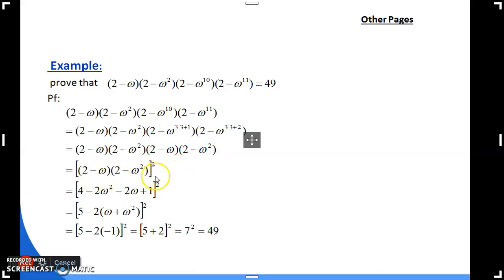So now multiply these two factors: 4 minus 2 omega square minus 2 omega plus 1. Plus 1 means minus omega into minus omega square, that is omega cube, and omega cube's value is 1. That's why I am writing this is equal to 1. Then whole square. Then 4 plus 1 is 5, minus 2 taking common, omega plus omega square, its value is minus 1. So minus minus plus, so 5 plus 2 whole square, that equals 7 whole square, that equals 49. That means we can obtain our right hand side. Okay, so this is an example of cube root of unity.